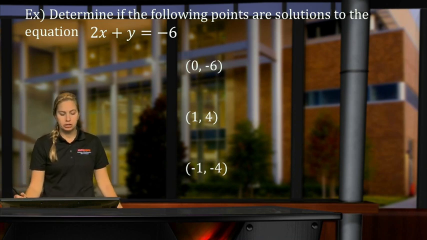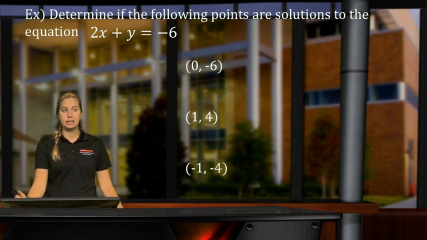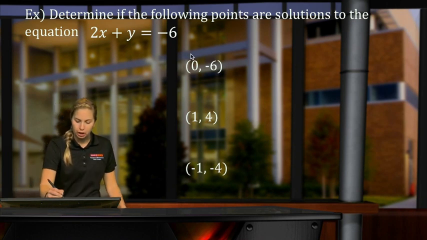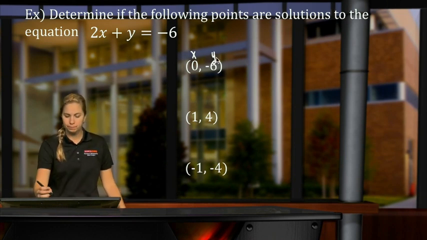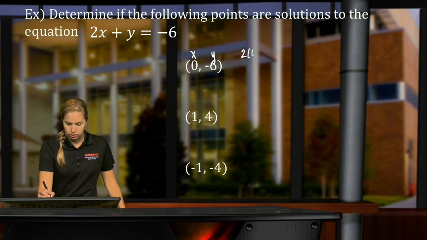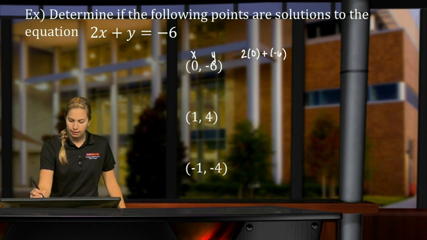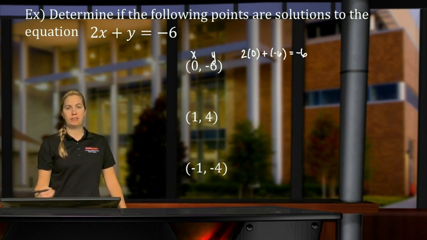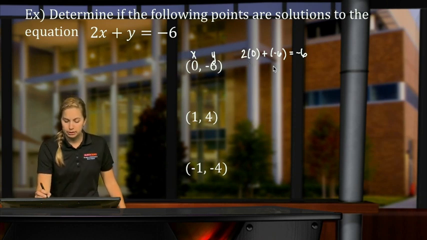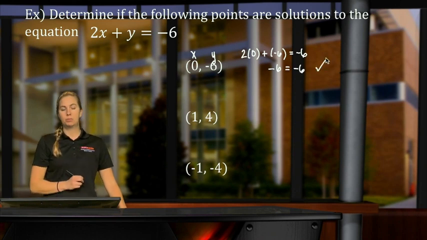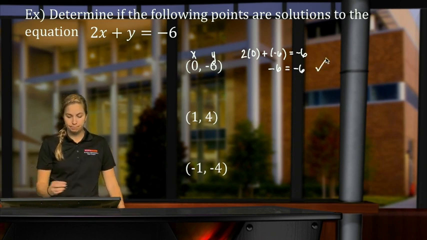Determine if the following points are solutions to the equation 2x plus y equals -6. To determine whether or not an ordered pair is a solution, we're going to plug in our values for x and y and see if the equation is still true. So we're going to plug in 0 for x, -6 for y. Simplifying the left and the right-hand side, we should have an equality. So 2 times 0 is 0, plus -6 is -6, which equals -6. This point is a solution to the equation.